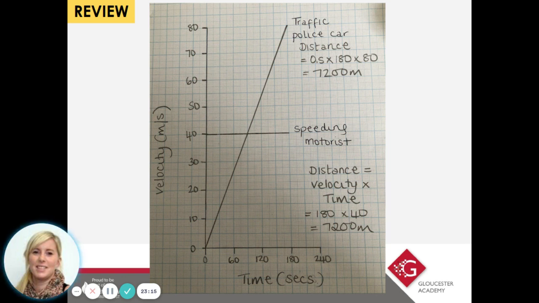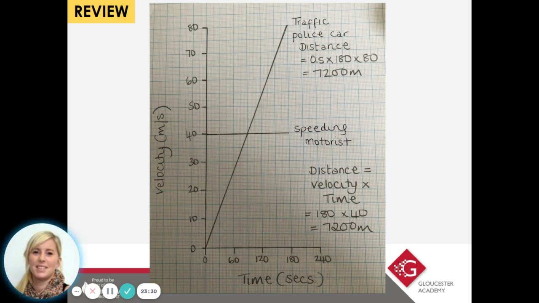And so for this one, you do half times base times height. So 0.5 times 180 times 80 equals 7,200 meters. So it's the same. So they were traveling at different speeds, but they've actually traveled the same distance.